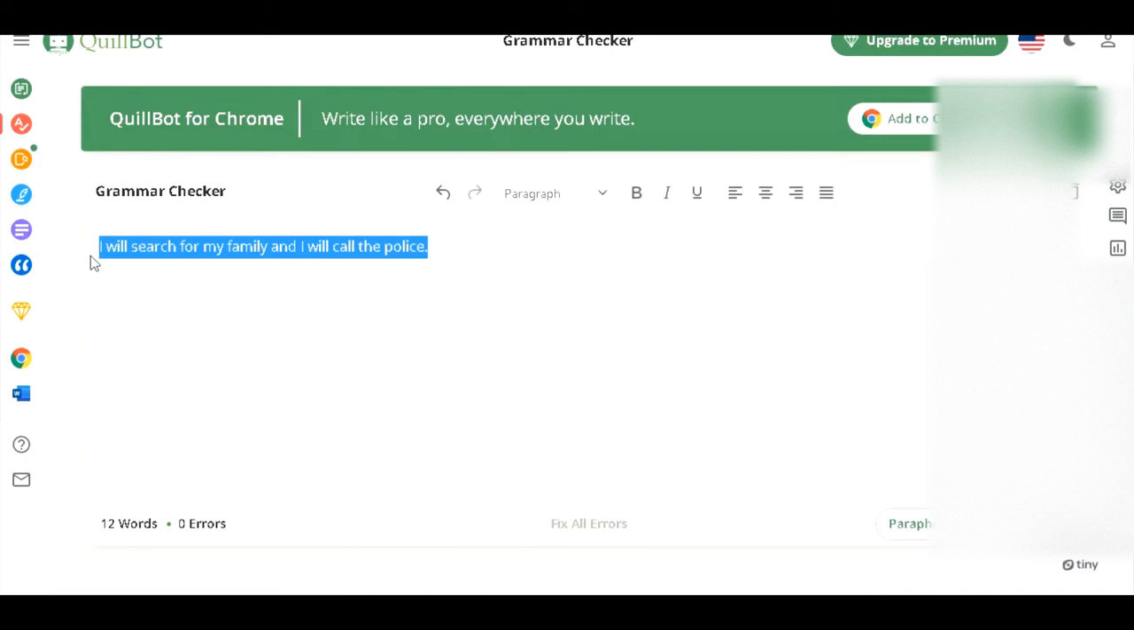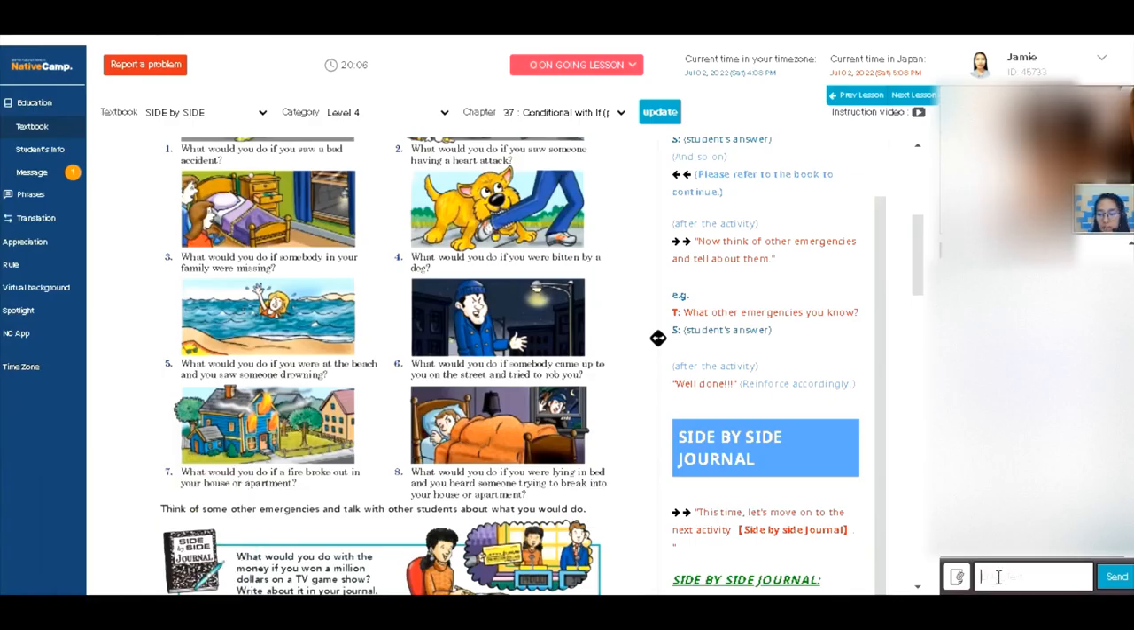Okay, so can you please check your chat box and read your answer? I will search for my family and I will call the police. Yeah, that's right. Okay, very good. Let's move on to the next question, number 4. What would you do if you were bitten by a dog?